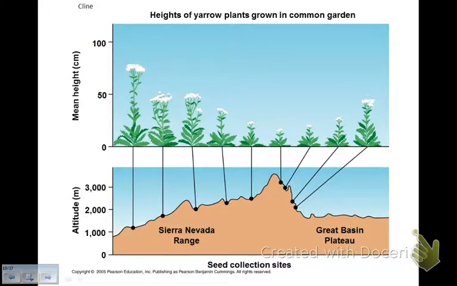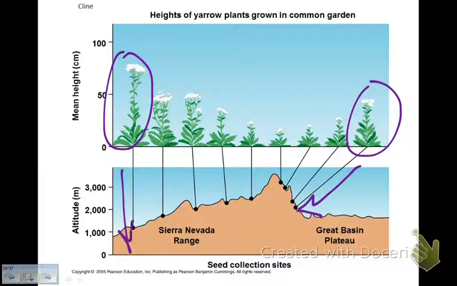Okay, cline, which I think is something interesting, so make sure you understand this because it showed up on the test year before last. You can tell from looking at this picture, the taller plants are on the bottom, and at the top, the plants are shorter. Maybe due to altitude or just a different environment. Maybe it's more dry. The soil is different because it's on the top of the mountain. So we're looking at 3,000 meters high, which is really high.